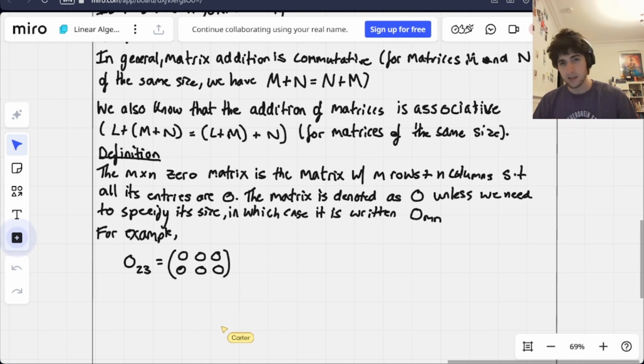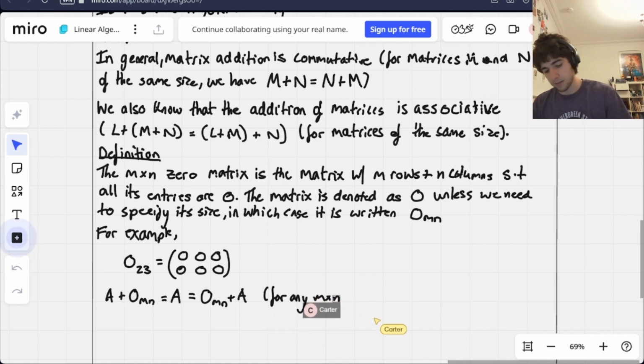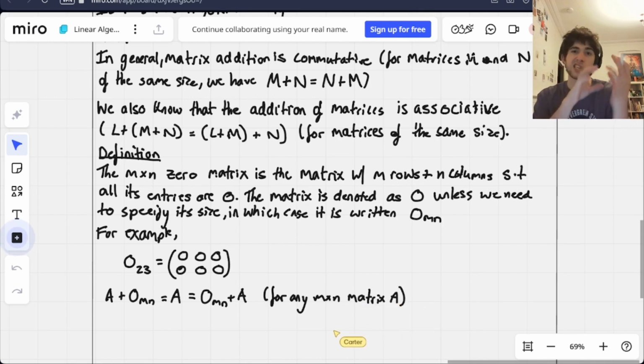A nice fact that you should accept and see is that for any m by n matrix A, we have A plus 0 mn, so that matrix plus the 0 matrix of the same size, is always going to just give me my matrix A back. And by the commutativity of matrix addition, that's the same thing as the m by n 0 matrix plus A. And well, why is this? Well, because we're literally just adding 0 to every single component.